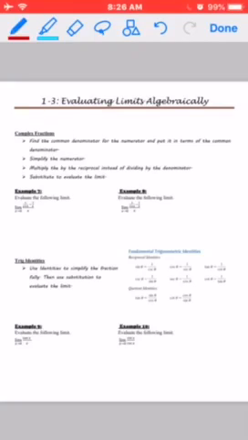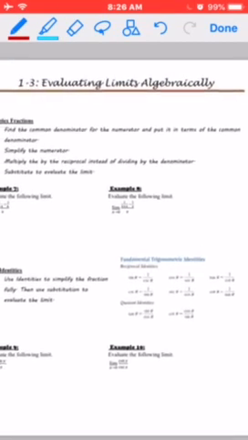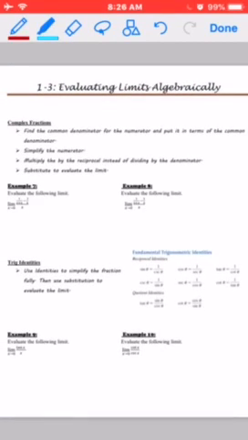Okay, now we're moving on to complex fractions. For these, there's a couple of steps. You're going to find the common denominator for the numerator and put it in terms of the common denominator. All of your numerators should have a common denominator. Then we're going to simplify that numerator. Then multiply by the reciprocal instead of dividing by the denominator. Everything should cancel out and look very simple before you substitute, and that'll be our last step.